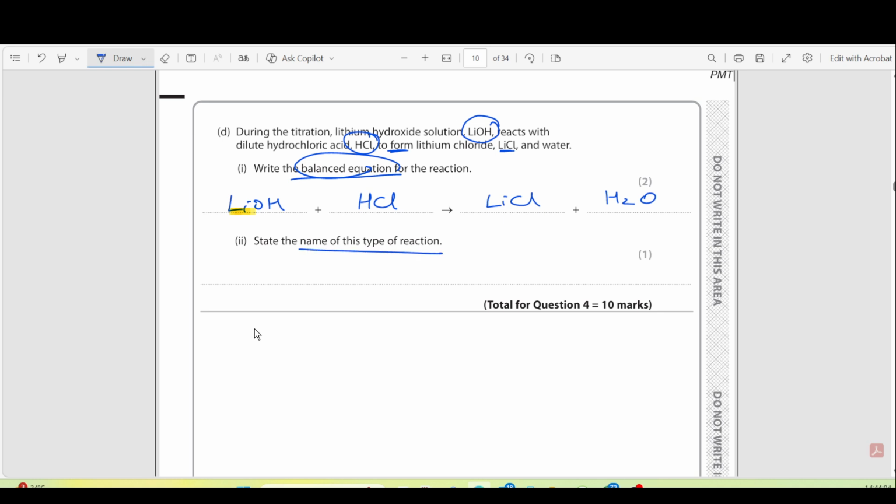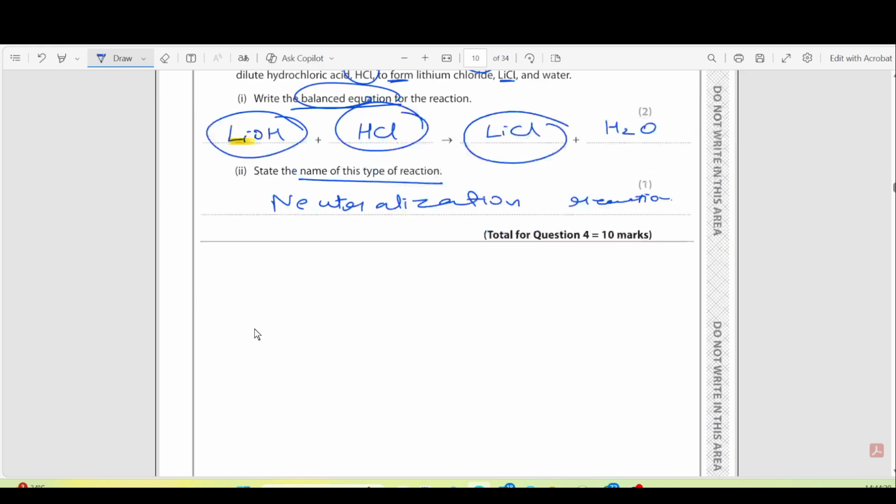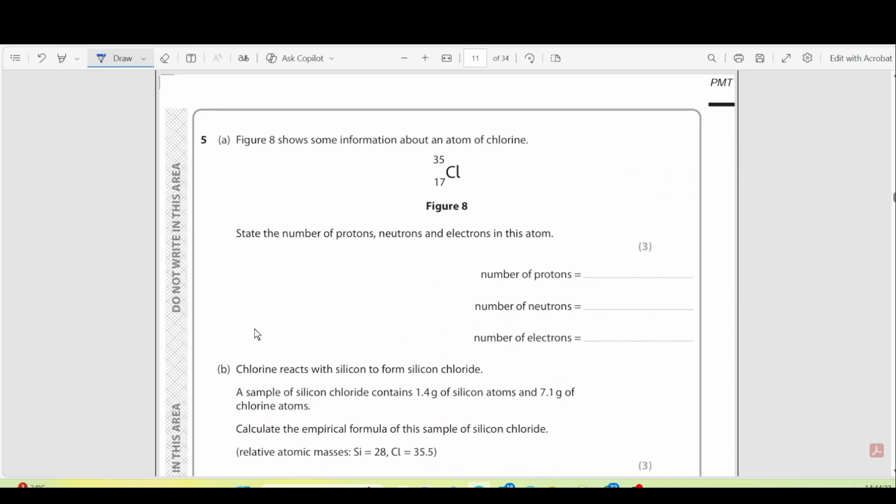Type of reaction, it is a neutralization reaction. Why? Because this is a base and this is an acid, and when they combine, they form a salt and water, which is called a neutralization reaction.